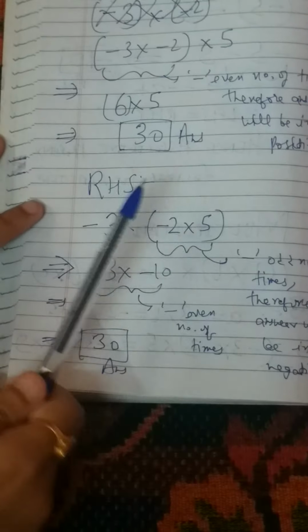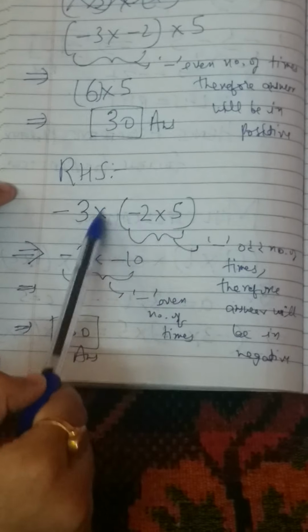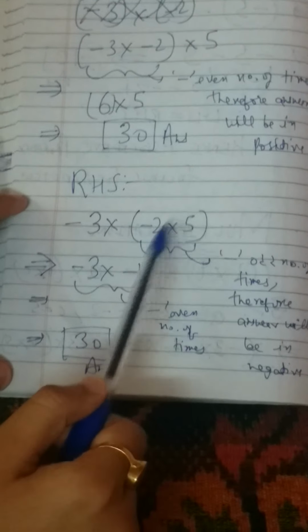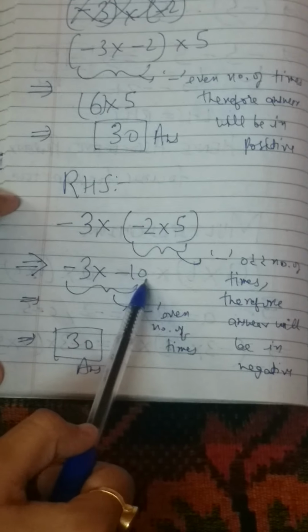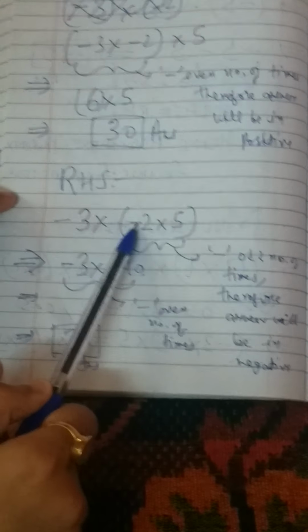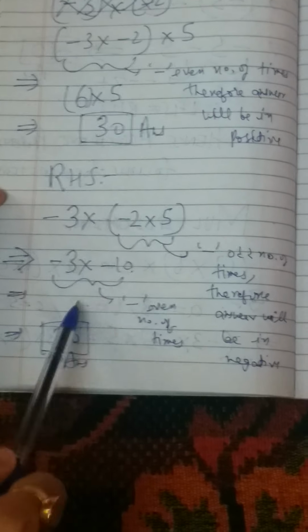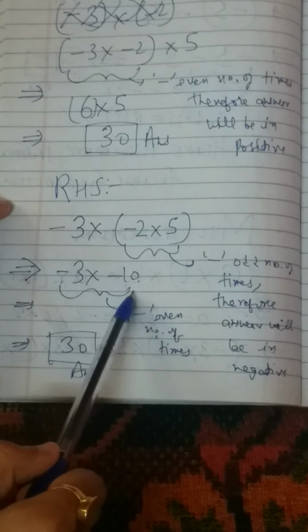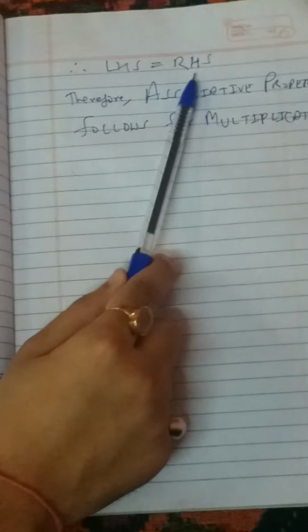Similarly, if we solve RHS, RHS would be minus 3 into minus 2 into 5. So here first we solve the bracket. So minus 2 into 5, here minus is coming an odd number of times, that is 1. Therefore the answer will be negative. So 2 into 5 is 10, but the minus is coming only one time, therefore the answer would be minus. Therefore it becomes minus 10. So minus 10 into minus 3, again minus comes an even number of times, therefore our answer will become positive. So it becomes 30. Here LHS equal to RHS, therefore the associative property follows for multiplication.